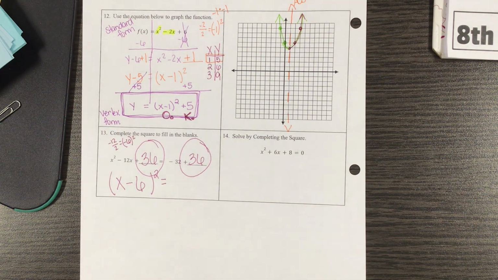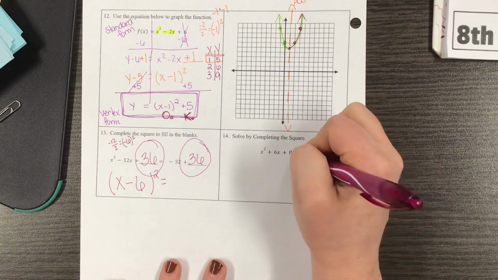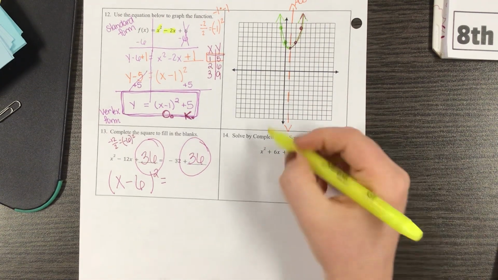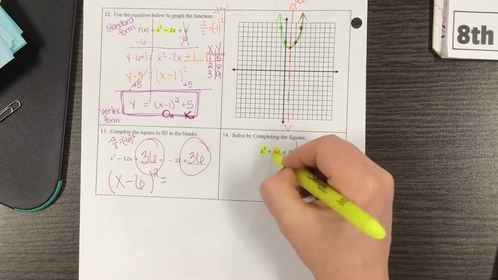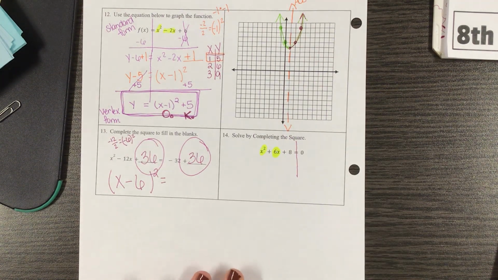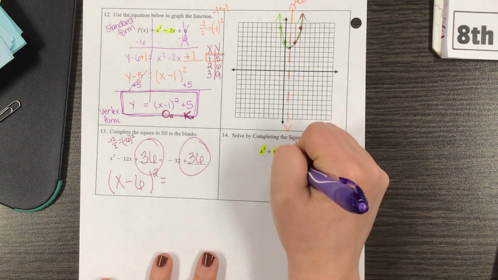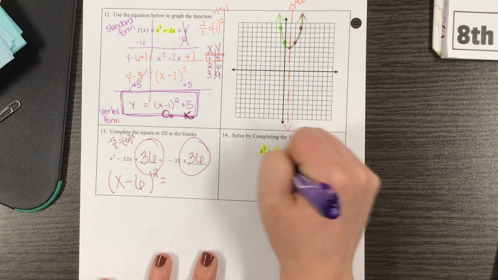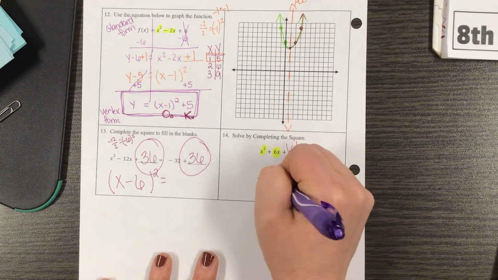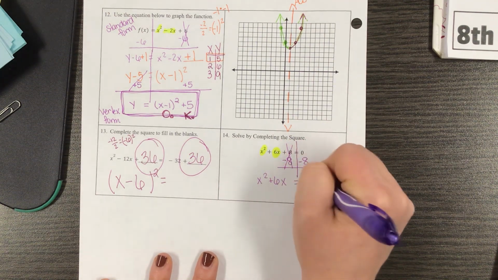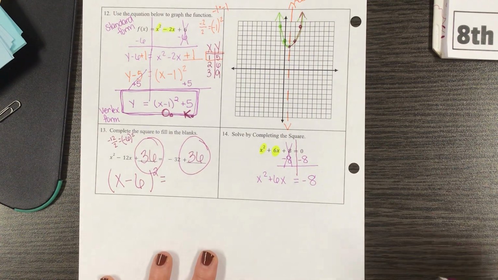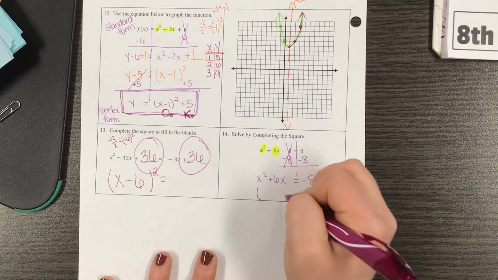On number 14, we have to complete the square. We have to get rid of anything that doesn't belong. Well, this right here has an x in it. This right here has an x in it. This 8 right here doesn't. We got to get rid of him. So to get rid of a positive in math, you minus. And what you do on one side, you do to the other. You got to keep it equal. This is what we've got so far. Now, complete the square.